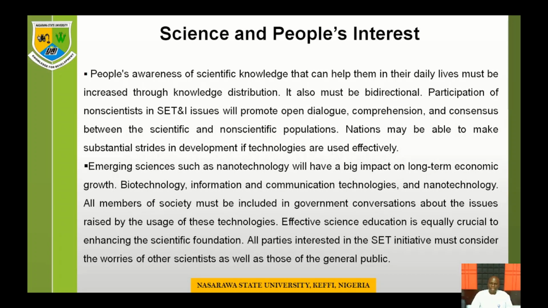Of course, this class is a 211 class, the GST211 class, history and philosophy of science. So we try to assume, for the purpose of this course, that all of us are scientists. But of course, we know, truly speaking, we are not all scientists. So we need to open up a dialogue for comprehension, and also there must be a consensus between those of us in the sciences and others that are not from the science background.